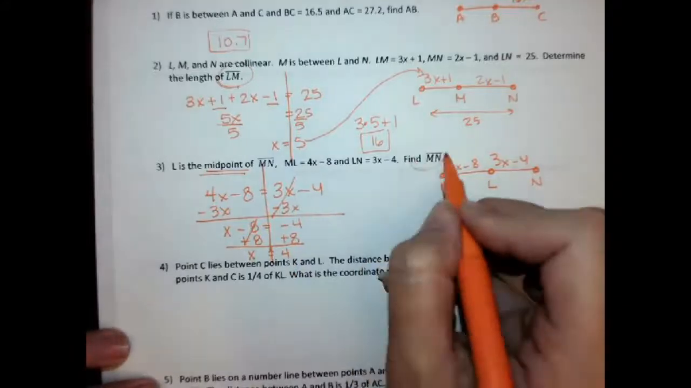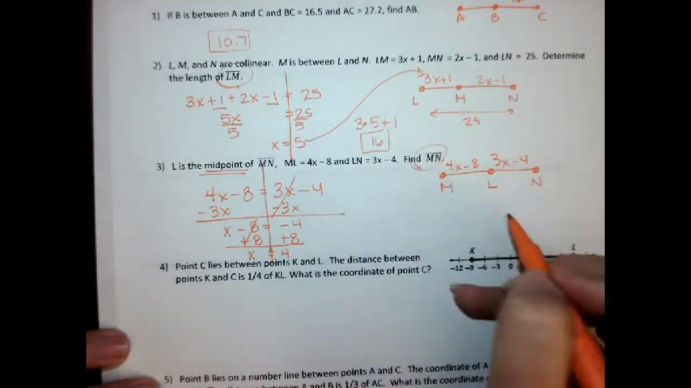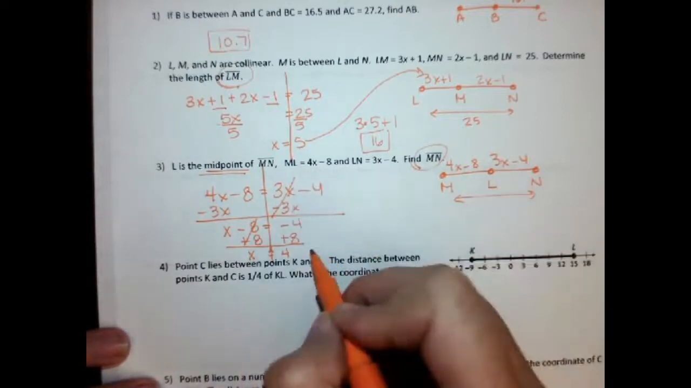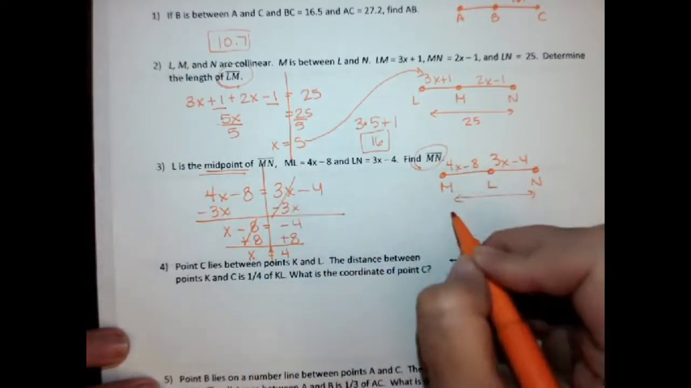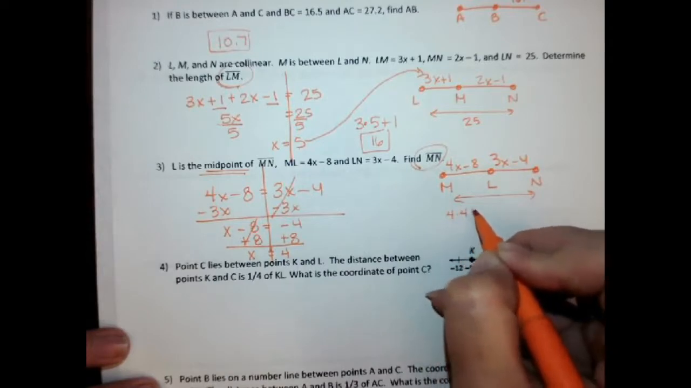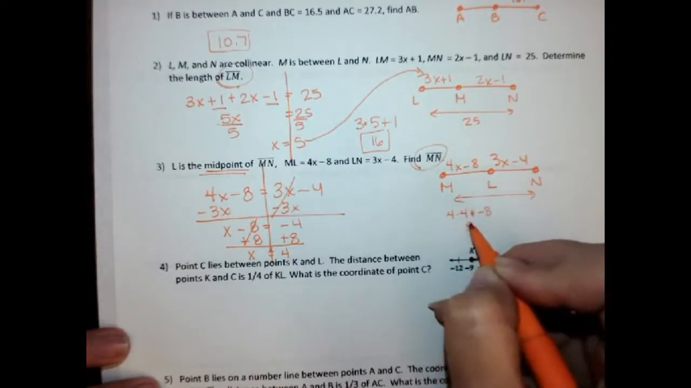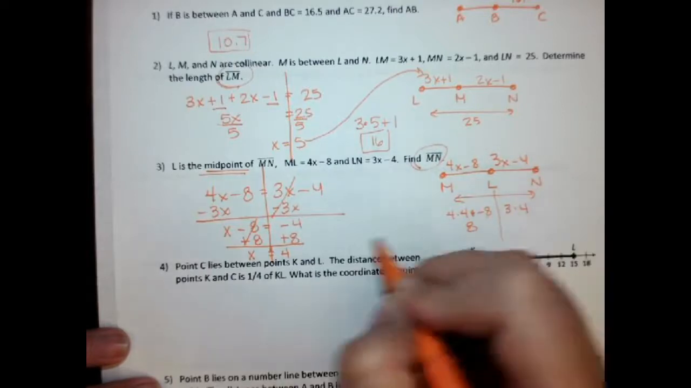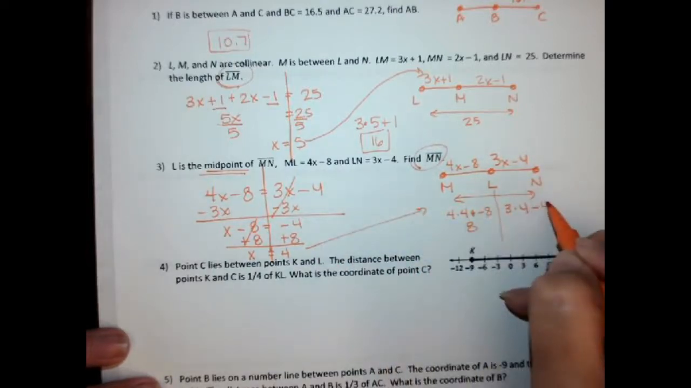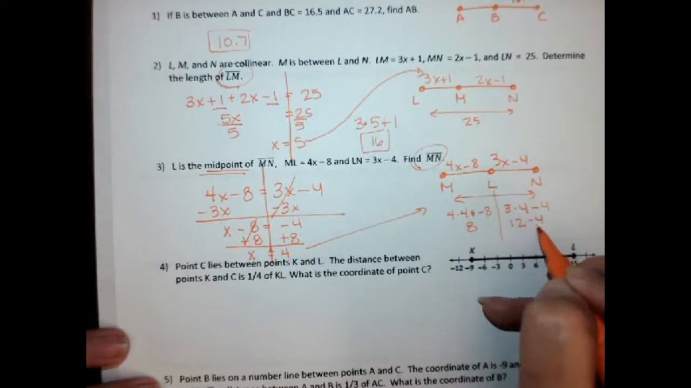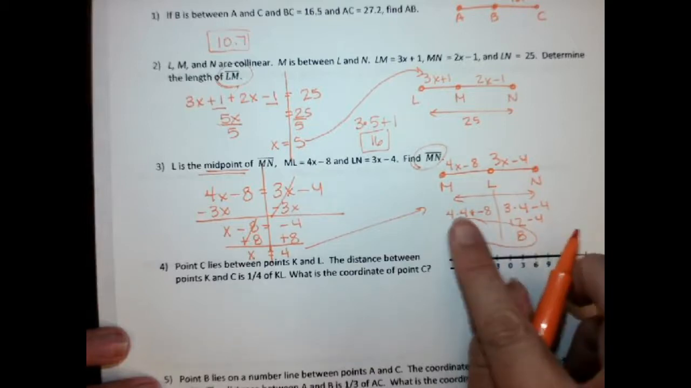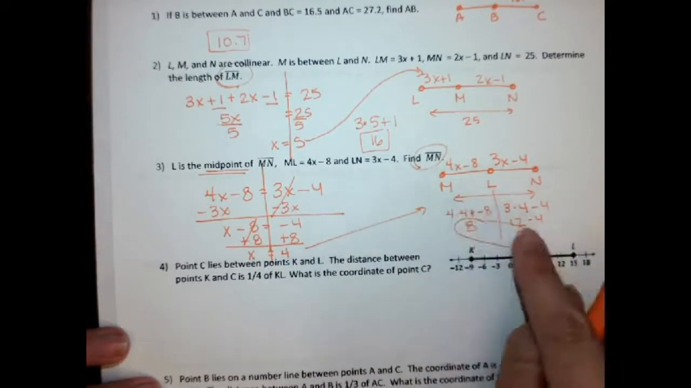Again, they didn't ask me for x, they want me to plug it in for MN, which is the whole thing. Well, I don't know what MN is, but I can plug it in for both of these. This one is 4 times 4 minus 8. That's 8, because that's 16 minus 8. And this one here is 3 times 4, plugging in, minus 4. So that's 12 minus 4 is 8. These were supposed to be the same, so that's good. And then what's the whole distance? Well, it's 8 plus 8 is 16.